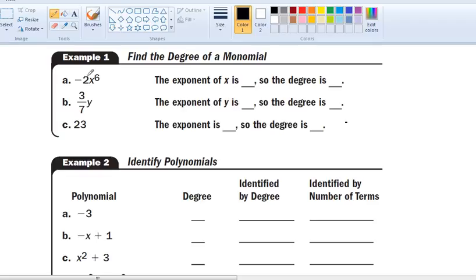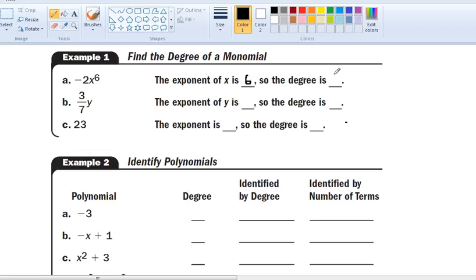All right, let's start with example 1. So we've got some monomials here, right in this area right here. Let's go ahead and start by identifying some things here. The exponent of x, in this case, on this one right here, negative 2x to the 6th power, is 6. So watch how easy this is.